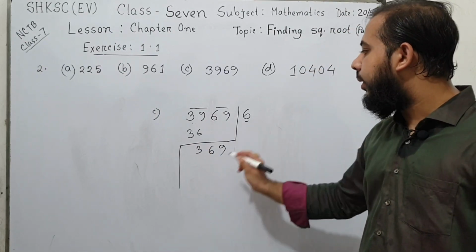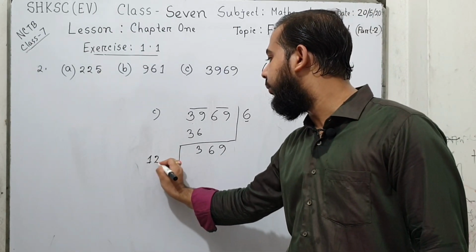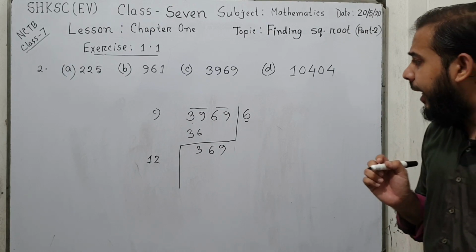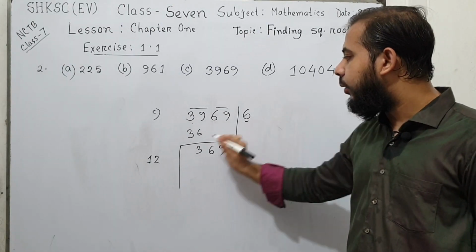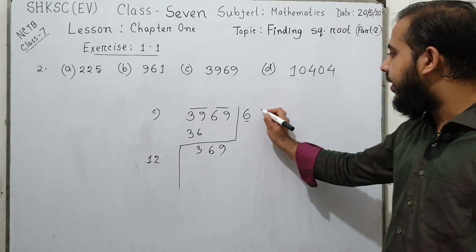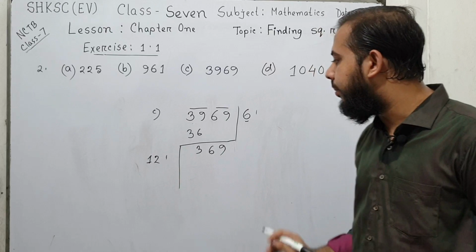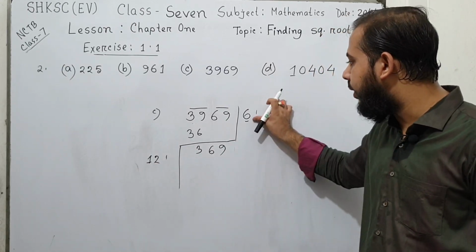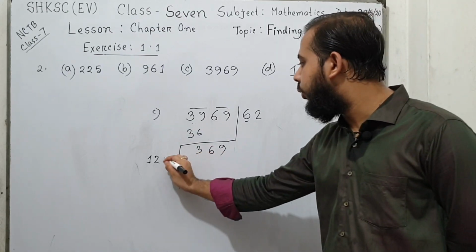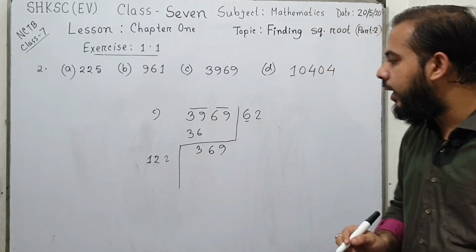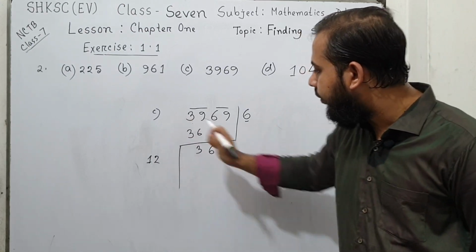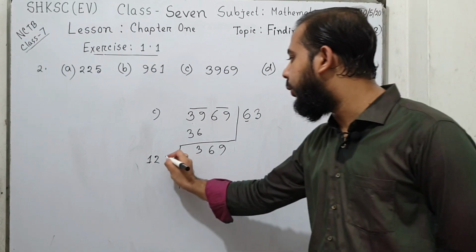Now you have to make it double and write it here. 6 times 2 is 12 and we will write 12 here. Okay, now we have to put a digit here which will be closest or similar to this number. As you can see, we can put here 1 and here also 1, but 121 times 1 is 121, which is not similar or equal to or closest to this number. Then we can put 2 here, but you will see that 244 is also not closest or similar. Then we can put 3 here.